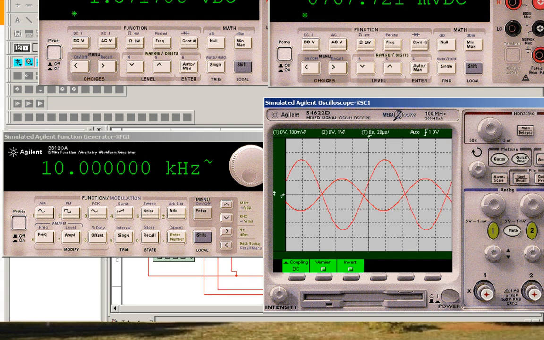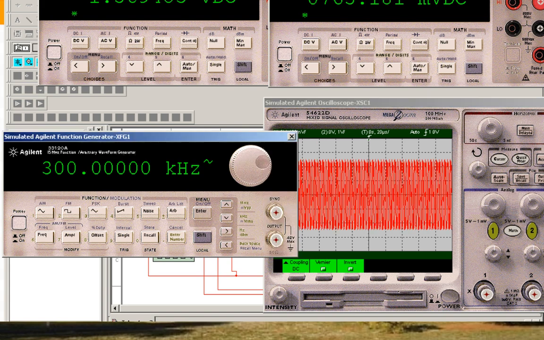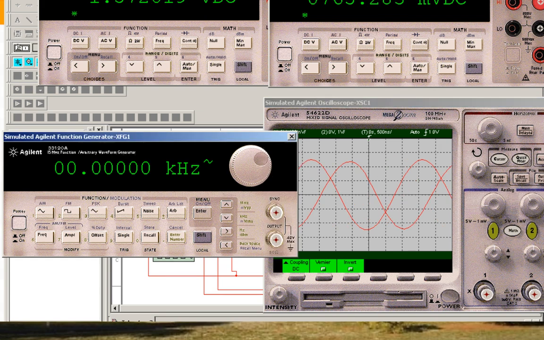See, that's 2 volts peak to peak at 10 kilohertz. If I go at 300 kilohertz, it's actually going up. The gain is going up. So it's a high pass filter, but it's a lot cleaner, you know.